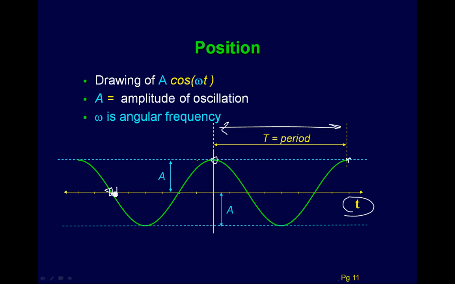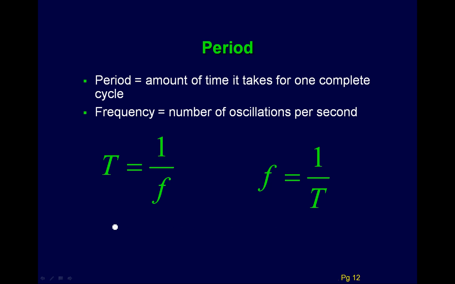I could go from right here to over here, these two points where it's basically repeating the same motion. That's also the period. So there are lots of ways to think about the period from a picture. The period is the amount of time it takes to complete one cycle. The frequency is the number of oscillations per second. All right? And that's this f value.